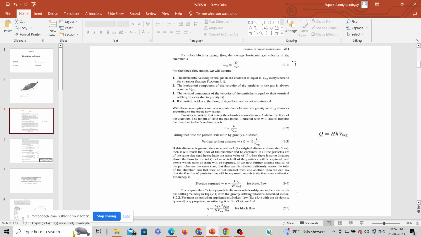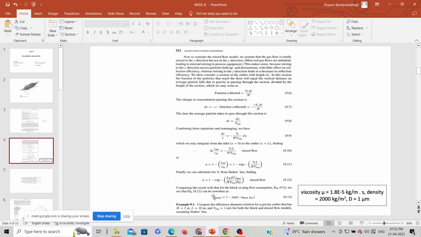So you have to calculate the efficiency. The efficiencies are given here for plug flow and the mixed flow condition. These are the equations, and the parameters are given. So using this equation, you have to calculate the efficiency.